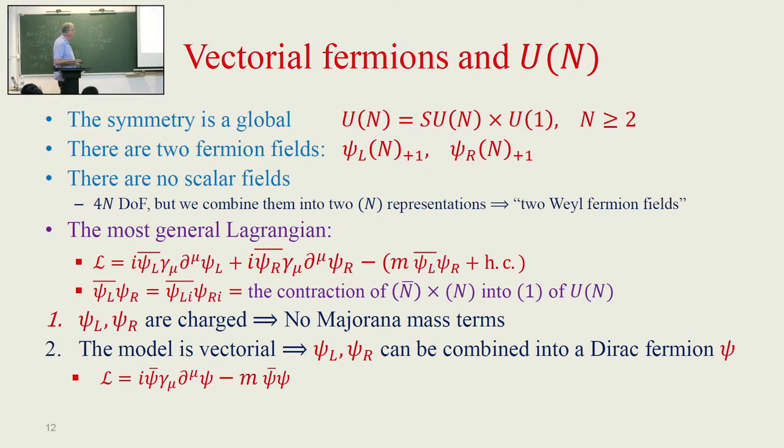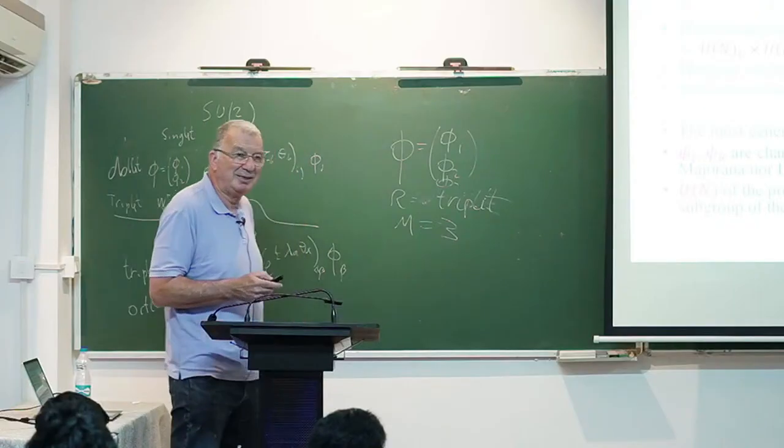On the other hand, they transform in the same way under the symmetry, the left and right-handed. So they can be combined. So we can write a Dirac mass term, and we can combine them into a Dirac fermion psi. And in the language of that Dirac fermion, this Lagrangian looks very simple. It's exactly the same as this. This is a Dirac fermion kinetic term, and it has a Dirac mass m.